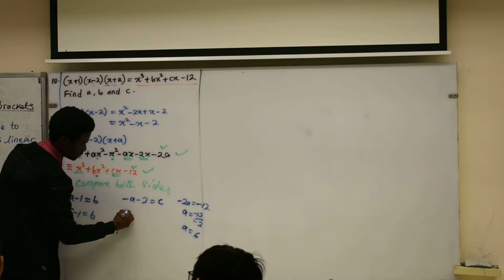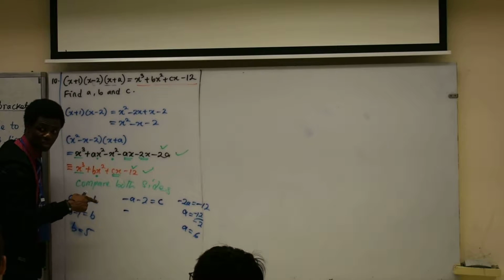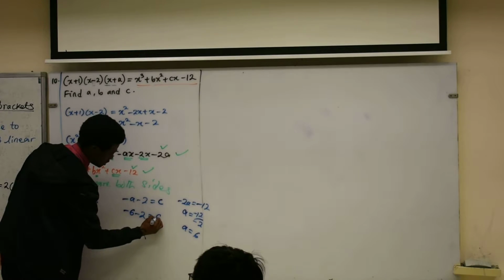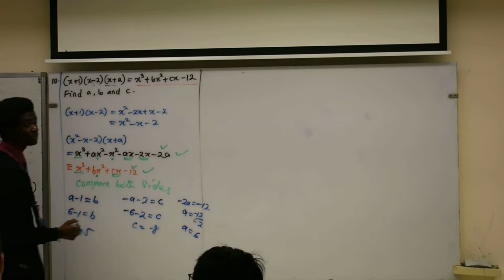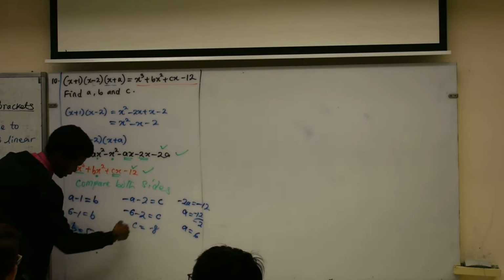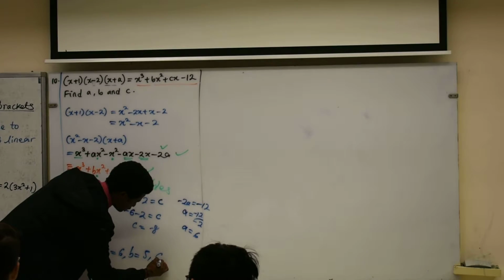Then put this here, negative 6. Negative 6 minus 2 is equal to C, so C is equal to negative 8. Okay? So if you do this, just write the conclusion, because it looks a bit not arranged. B is equal to 5, C is equal to negative 8.